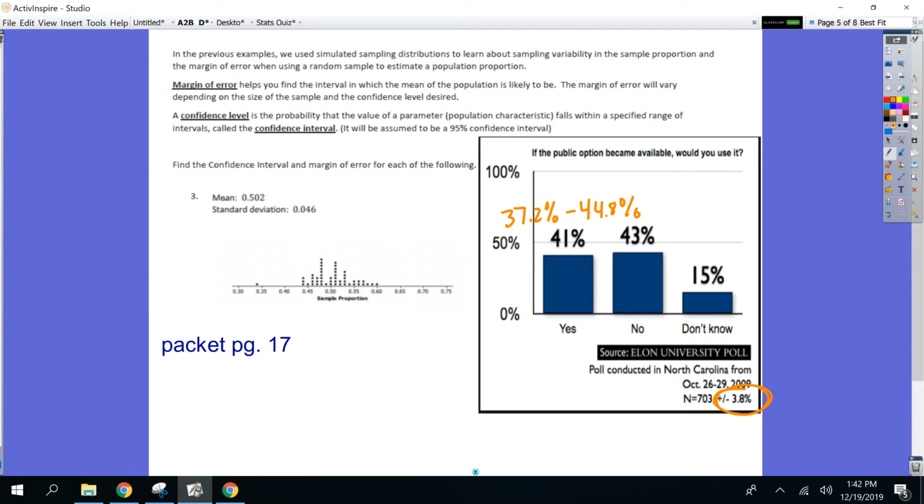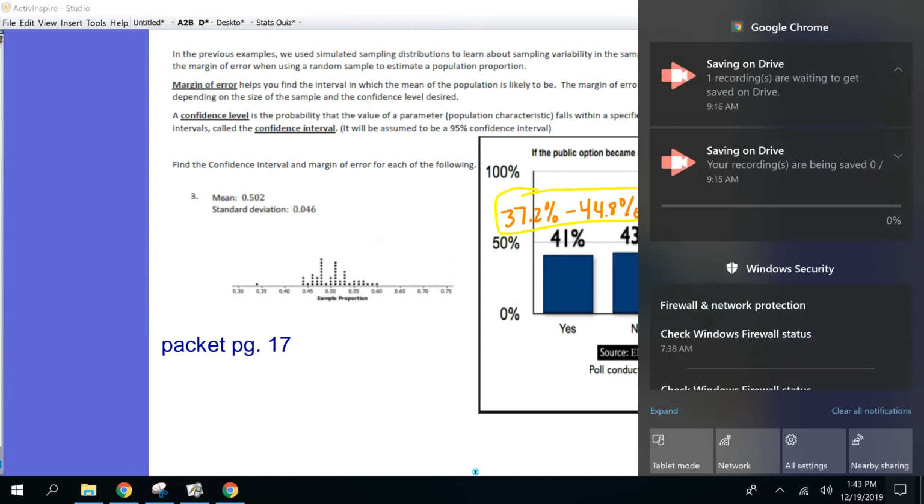Because why again? Can I get to everybody? No. So this 41% represents a sample of the entire population. But because they gave me this, I'm pretty confident that 37.2% to 44.8% said yes in the entire population. That's what I'm pretty confident in. All right, so that's what that means. This could be off by 3.8% in either direction.